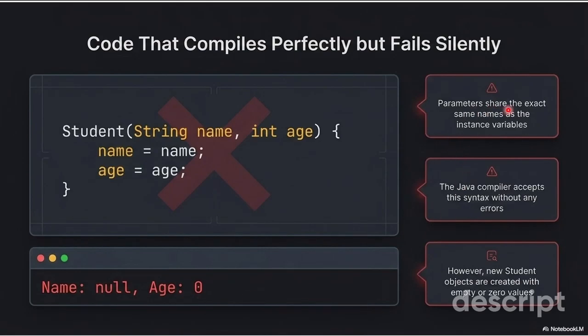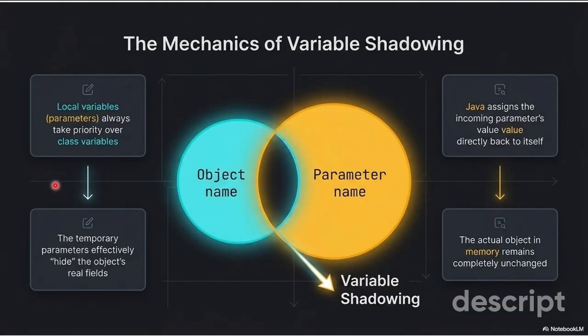So parameters share the exact same name as the instance variables. Instance variable means object variables. The Java compiler accepts this syntax without any error because there is no error in this. However, new student objects are created with empty or 0 values. This is what is happening. So the object variables are not getting assigned over here. This is the problem.